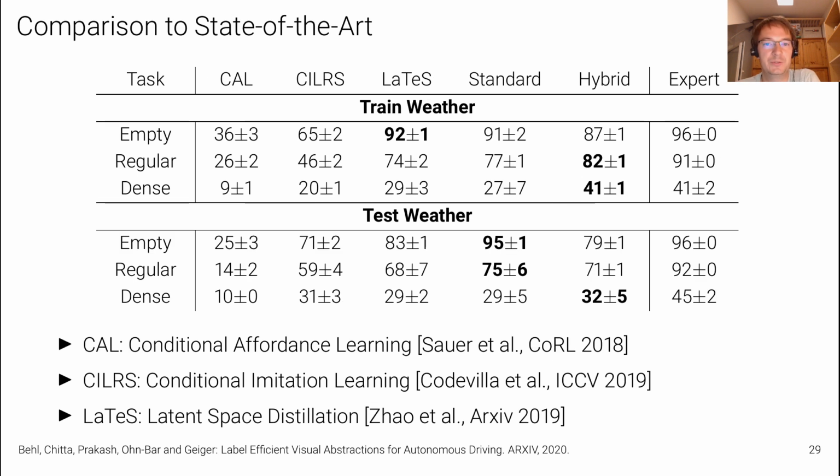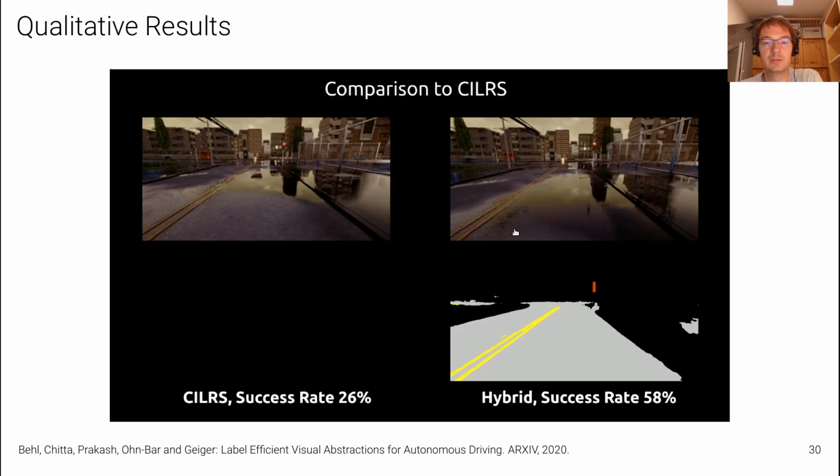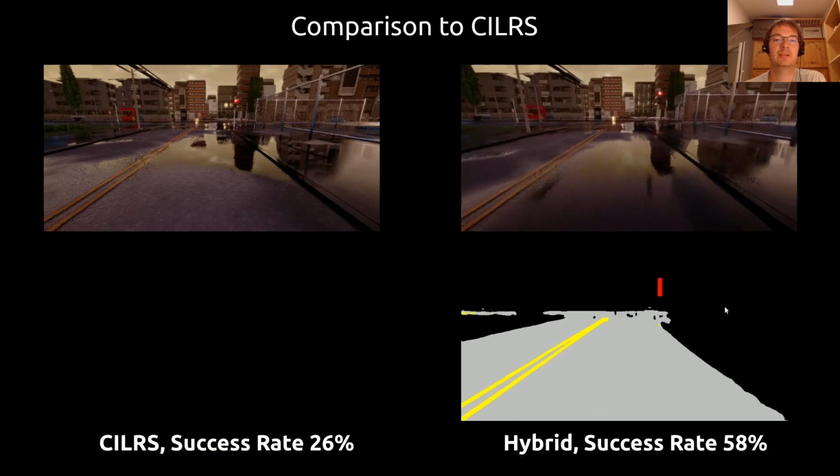Finally, we also compare to several state-of-the-art models on the imitation learning task. What we see is that our hybrid model is actually comparable with these state-of-the-art models. Here we can see the latent distillation approach, VBC CILRS, and the conditional affordance learning approach, which is not reaching the performance level of CILRS or our technique. Here's a qualitative comparison to CILRS.